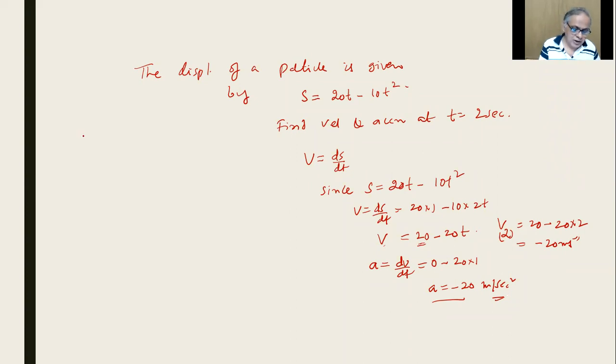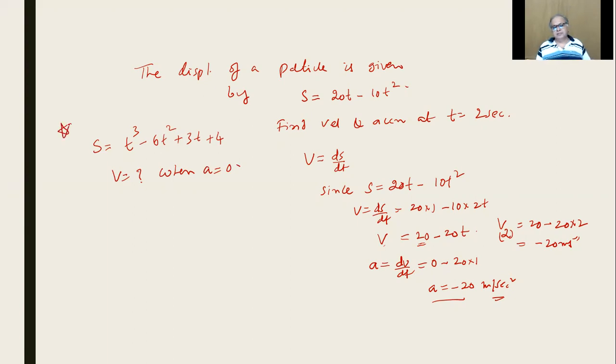Okay, another question, I'll put it here only. S equals t cubed minus 6t square plus 3t plus 4. Okay, displacement as a function of time. So velocity equals how much when acceleration is 0? Another question. So it's fun, just keep doing it.